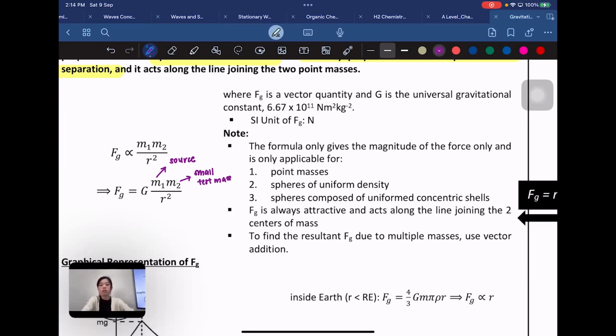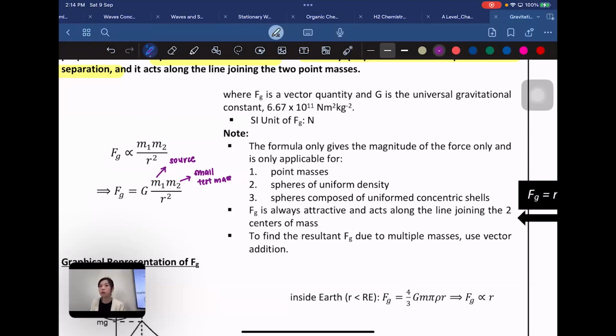So his gravitational force basically relates the product of the mass of the source and the mass of the test mass over the square of their separation. But this formula only works for point masses or spheres of uniform density. Understand? So if we are talking about something that is not a nice round sphere, then we probably wouldn't use this formula. There's an even more complicated one, just that your syllabus simplifies it for you.